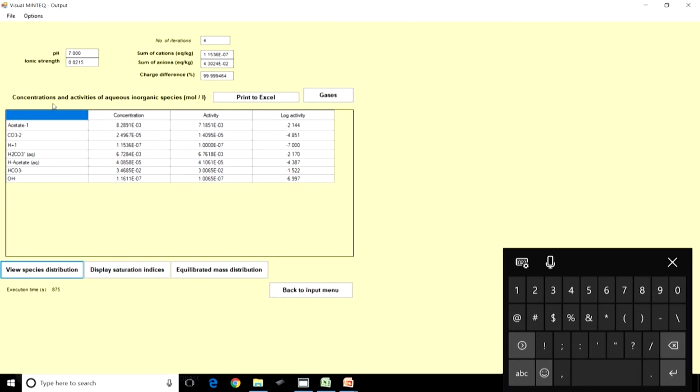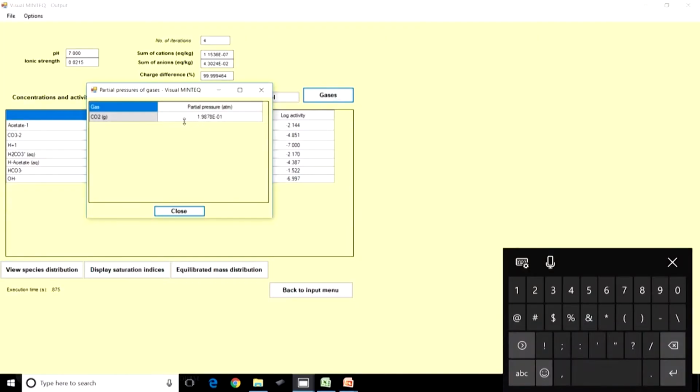But what's the question asking for? What would be the partial pressure of carbon dioxide that would be in equilibrium with this particular system? It's not as if you are now opening up the system. If it were open, what partial pressure of carbon dioxide would maintain this particular pH and this particular CO3 total? Wibentech has a ready solution for that. If you just click on gases, it will give you an idea about the partial pressure that would be in equilibrium with this particular solution.